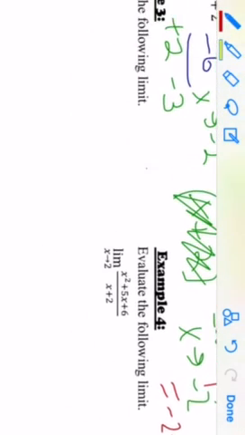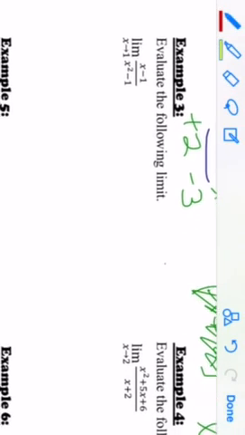Okay, so let's do a couple more. Example 3. In this case, the denominator is what we can factor and simplify, and that's a difference of squares.